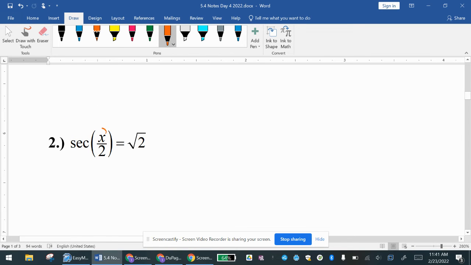Okay, so if you look at the original problem, it says secant of an angle divided by 2. If your angle has any number added, subtracted, or multiplied to it, that means you're going to have to adjust the domain. So you're going to need to divide the domain by 2. Okay, so you can do that now or you can do it later. It's up to you.